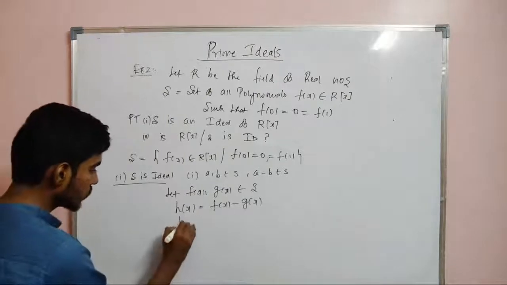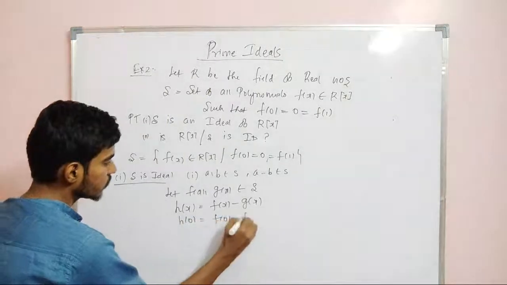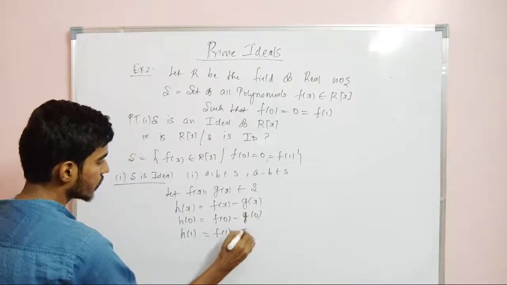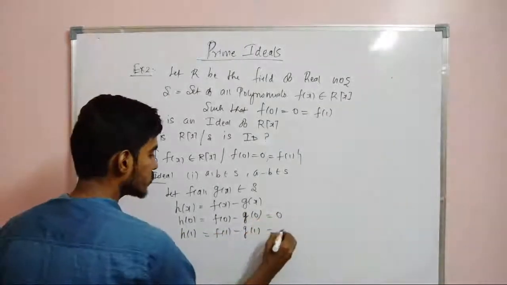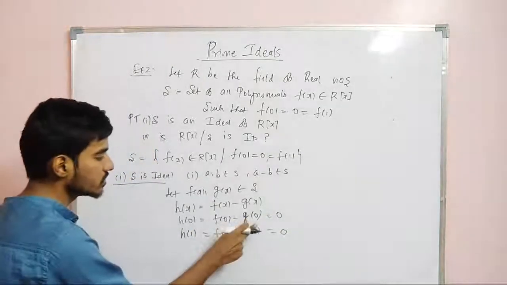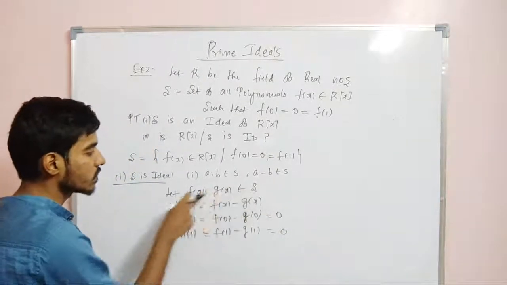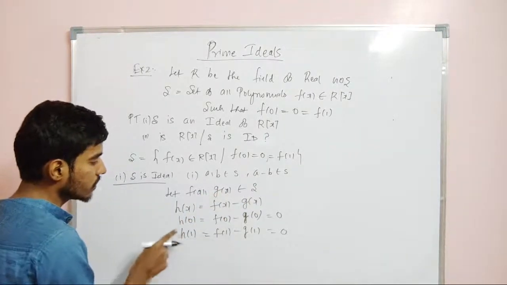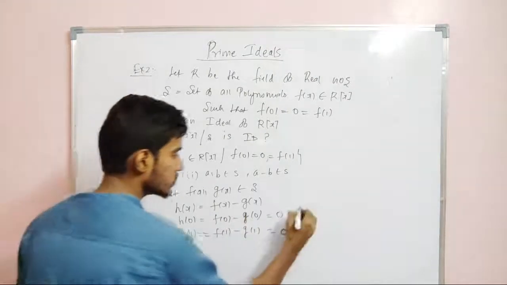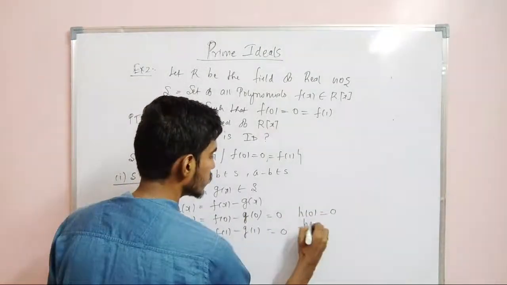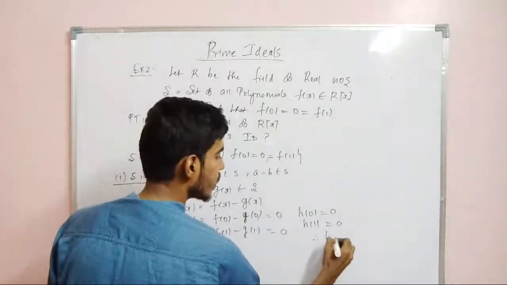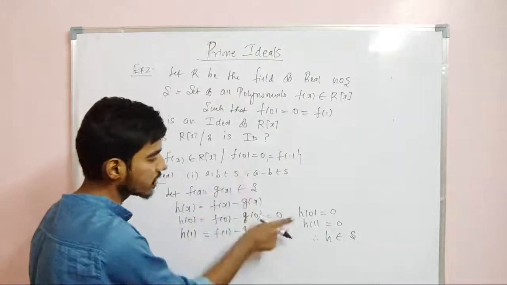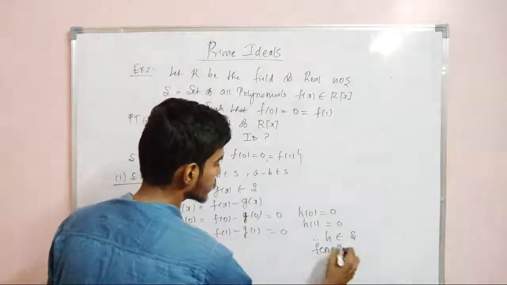Now what is h(0)? h(0) is f(0) minus g(0). And what is h(1)? It is f(1) minus g(1), which is nothing but 0, because f(0) is 0, g(0) is 0. Why? Because we are taking f, g in S. So if f, g are in S, then f(0) is 0, g(0) is also 0. Therefore this is equal to 0. So we have h(0) is equal to 0, h(1) is equal to 0. That means h belongs to S, because we have a function that satisfies this condition. Our h is f(x) minus g(x).